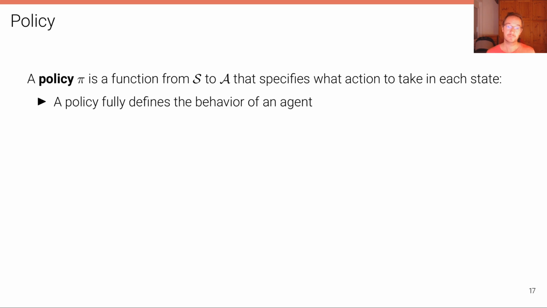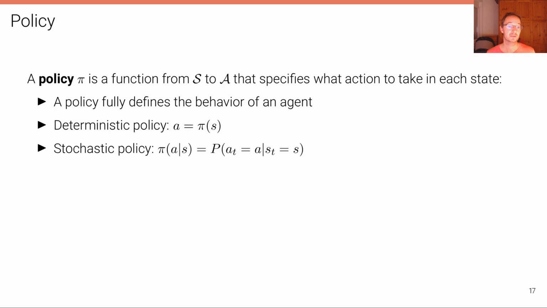A policy therefore fully defines the behavior of an agent. And there are deterministic policies where we have a direct mapping. It's a function that maps from S to A. And there are stochastic policies that model the uncertainty and give us back a distribution. We denote this as pi of A given S, which is a distribution P of A_t equals A given S_t equals S.